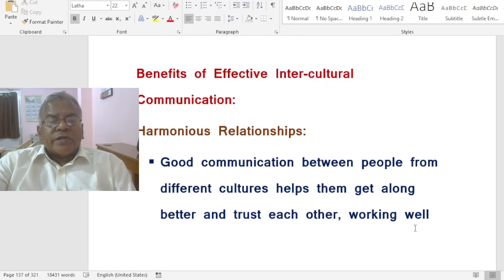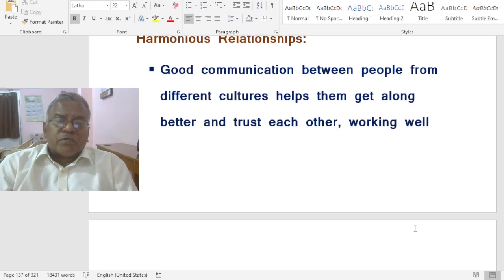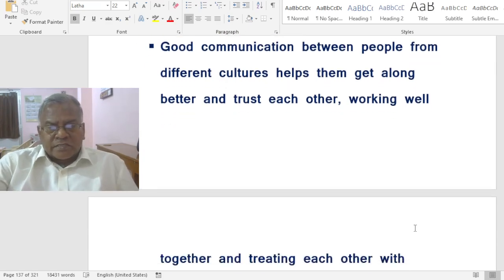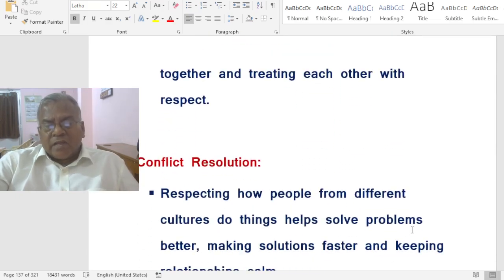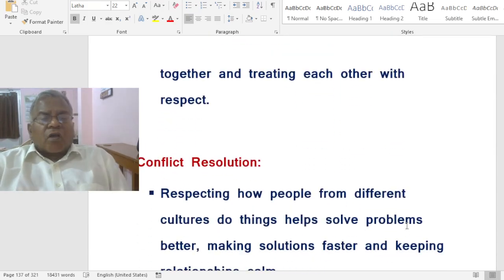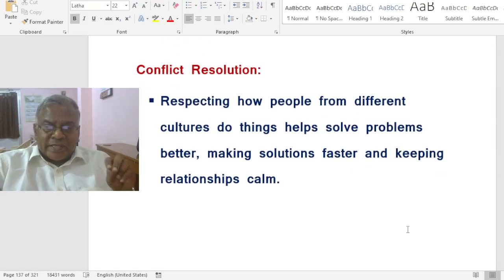Harmonious relationships happen because of good communication. Good communication between people from different cultures helps them get along better and trust each other, working well together and treating each other with respect. Conflict resolution. Respecting how people from different cultures do things helps solve problems better, making solutions faster and keeping relationships calm. So it helps in conflict resolution.